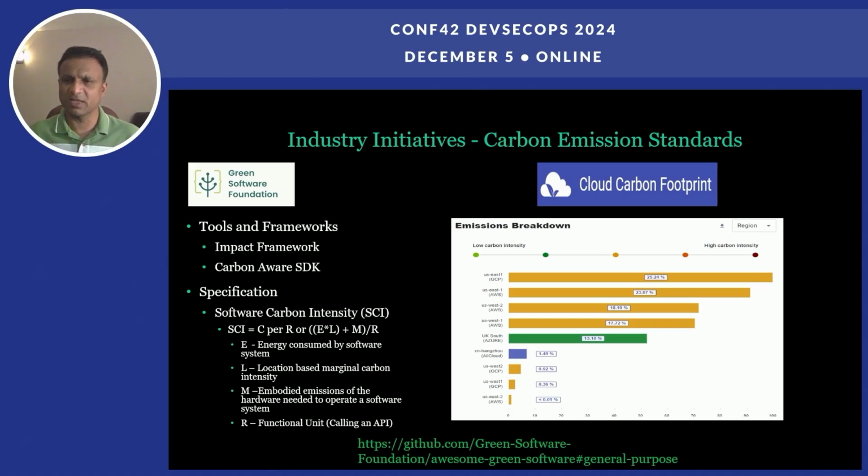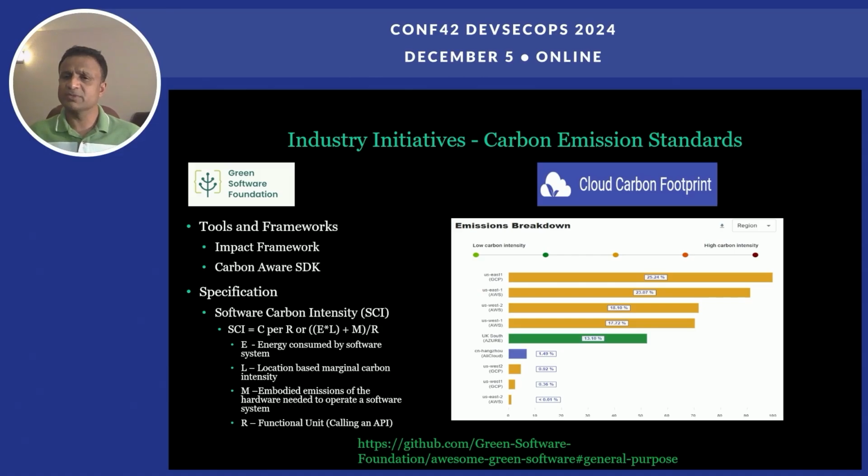So how is SCI calculated? It is calculated by taking into consideration the carbon per functional unit, where E represents the energy consumed by the software system, L is the location-based marginal carbon intensity, M denotes the embodied emissions of the hardware needed to operate the software system, and R stands for the functional unit, such as calling an API. This comprehensive approach underscores the importance of considering both the direct energy usage and the indirect emissions from hardware in assessing the overall carbon intensity of software products.